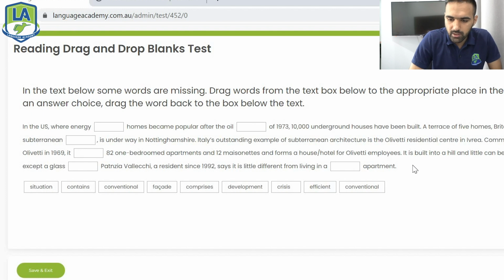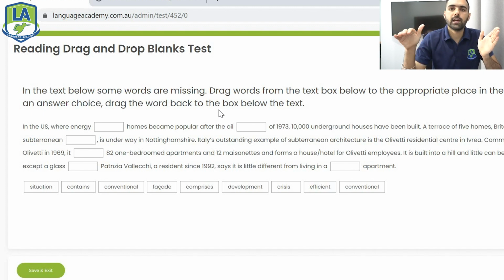All right, now let's see, this is not that difficult one. I have got a bit of a gist of the passage. I have got a bit of understanding of how they are talking about the changing mode of energy in the US, what is being changed and how people are reacting to it. In the US, where energy dash homes became popular. So energy dash homes are becoming popular after the oil dash. So if energy is becoming popular after the oil dash, it means something negative happened with oil.